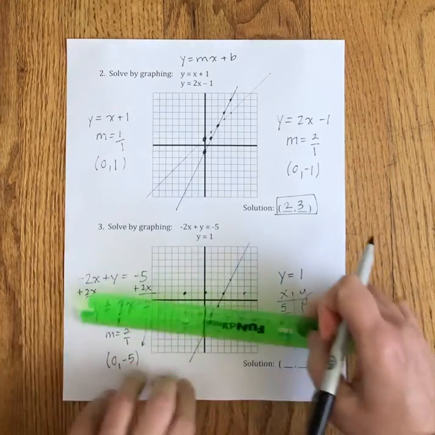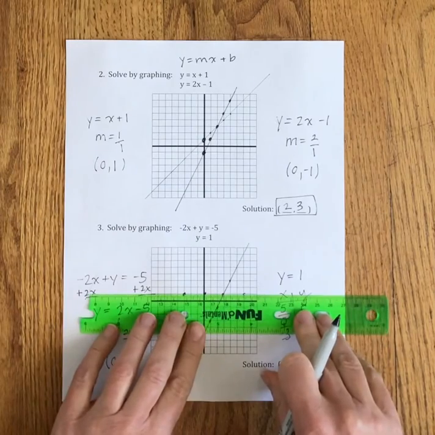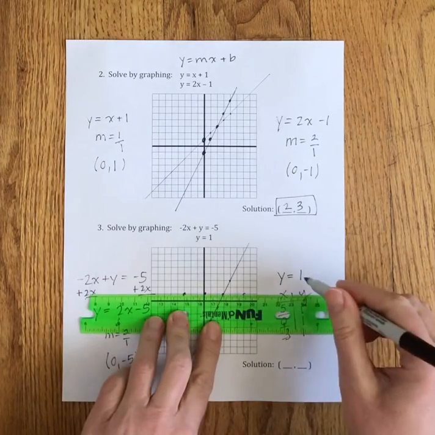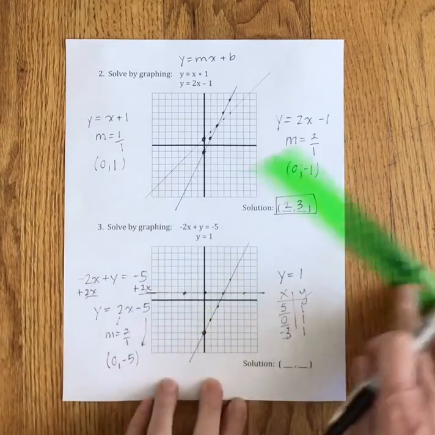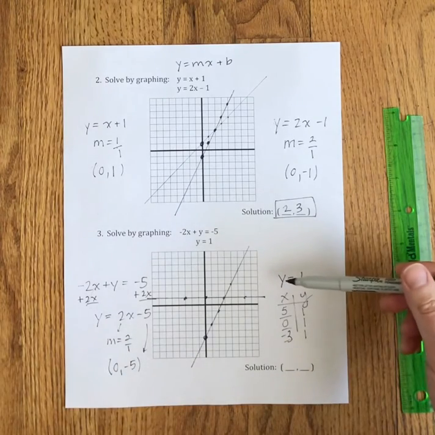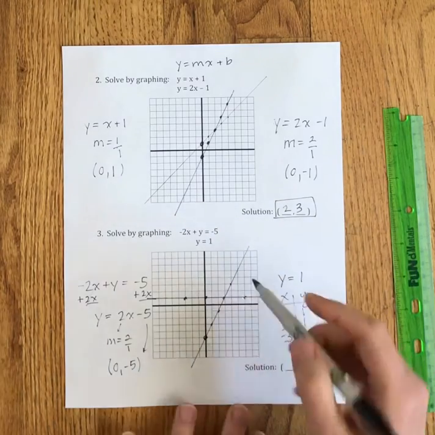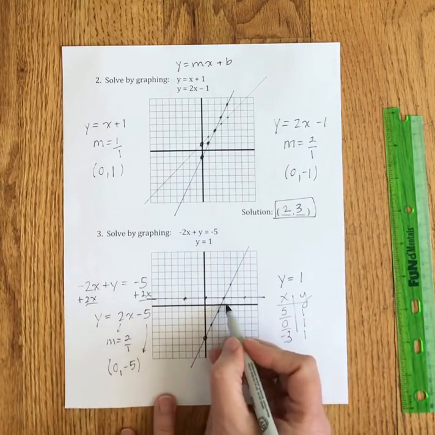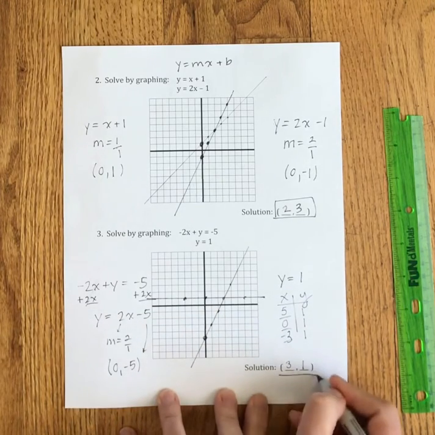You might remember that when there's only a y and not an x, the line's going to cross the y-axis, and it's going to cross at this number, at the 1, which means in this case turns out to be a horizontal line. If there was an x only, that would have been a vertical line instead. So we can still look to see where the two lines cross. Looks like 3, 1, and that will be our solution.